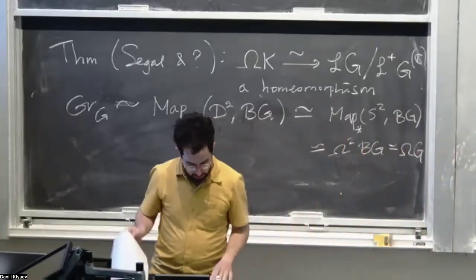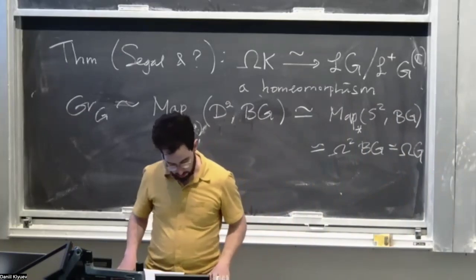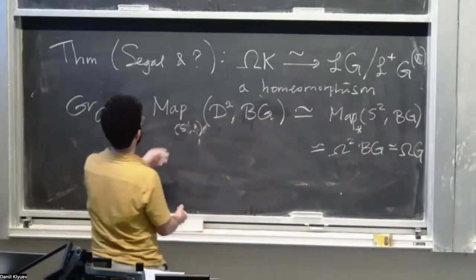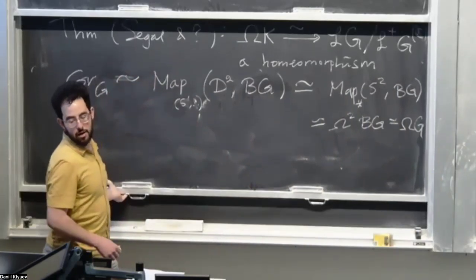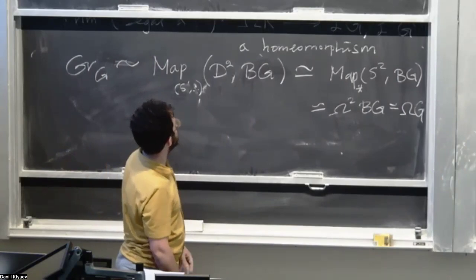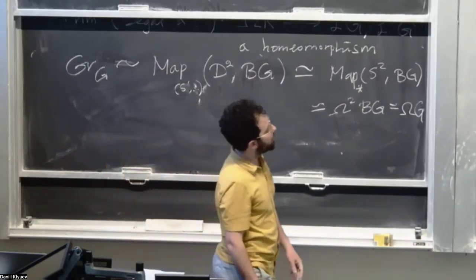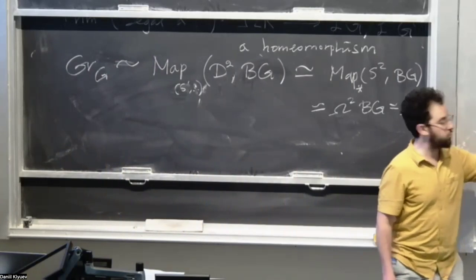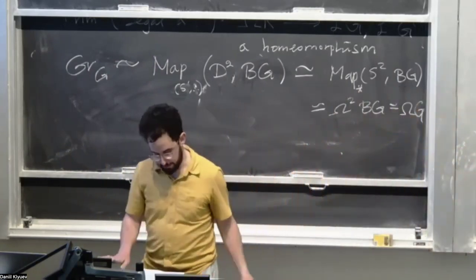All right. So anyway, I'm not going to use that. This is just an explanation for the motivation to work with the affine Grassmannian.